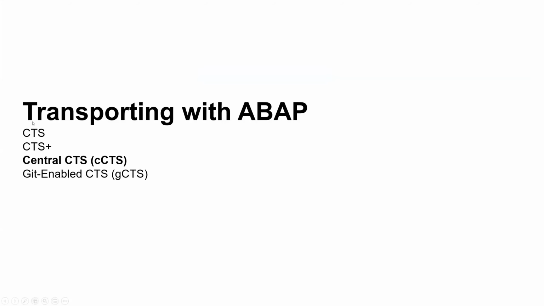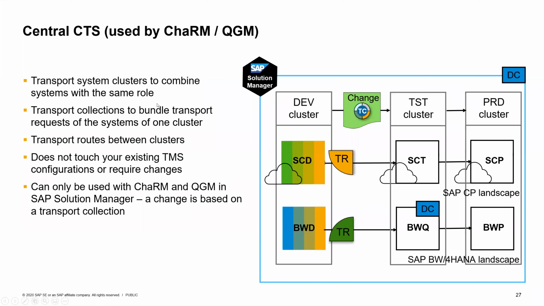Another thing that we have to combine, for example, CTS and CTS Plus, is central CTS. It's only available with SAP Solution Manager, Change Request Management, and Quality Gate Management. What it does is it sets some kind of system, we call it a cluster, on top of each system type. So you can combine development systems to one cluster. The idea is that when you develop something on the ABAP side and you develop something, for example, on the cloud side, which relies on changes that you did on the ABAP side, you can combine these things in one change, in one, what we call, collection.